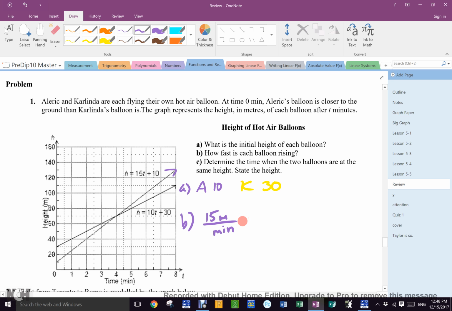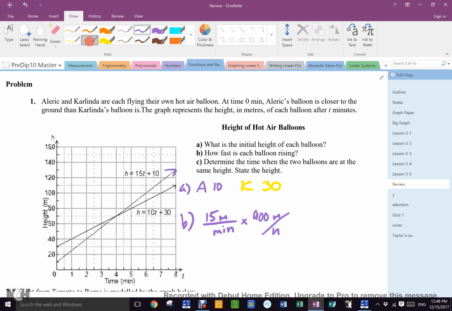So what is it in, if I wanted it per hour? Multiply it by 60. Which is 900 meters per hour, which would be 0.9 kilometers per hour. Everybody happy? Yeah. Cool in the gang? Yeah. All right.